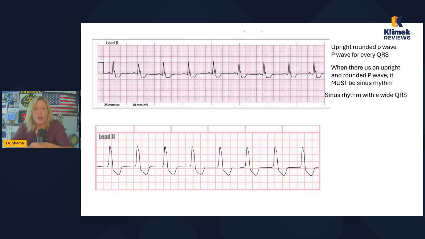Okay. So what we know so far is that this is a sinus rhythm because it's got an upright and rounded P wave, but we have a wide QRS. So we're like, is that a weak contraction? What's going on here? Okay. So that's what we know so far. Now let's look at the one on the bottom.